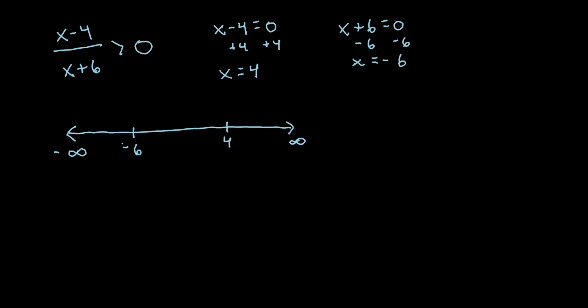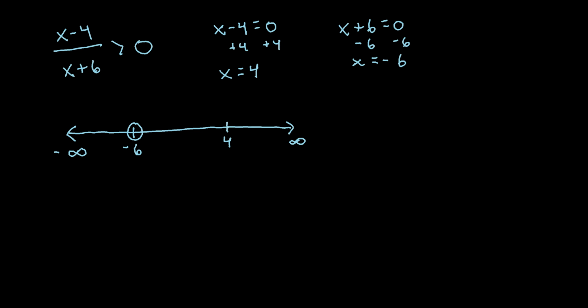Now, recall, if we plug in a negative 6 into this original expression, negative 6 plus 6 in the denominator, that's equal to 0, that would produce an undefined. So we're going to draw an open circle at negative 6 to indicate that negative 6 is not a valid value that we're allowed to plug in to make this expression true.